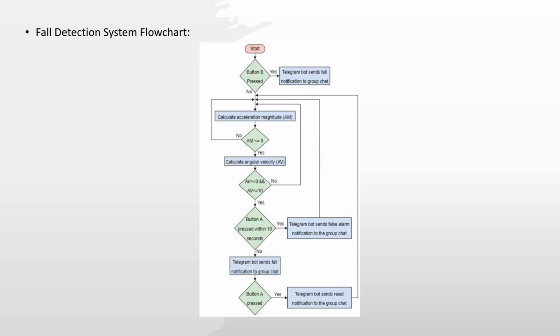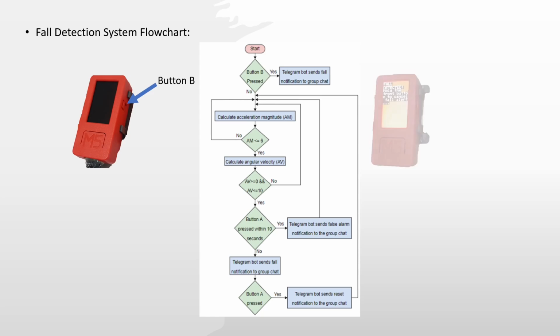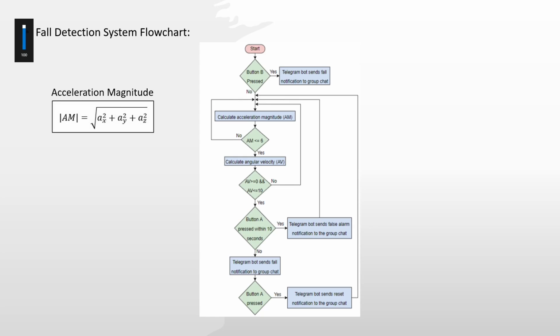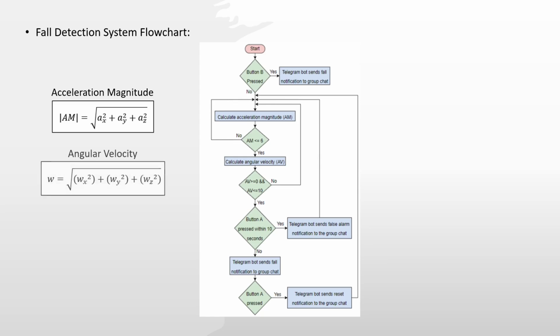And now I'm going to introduce to you our group's fall detection system flowchart. At the start, when button B is pressed, it will act as an emergency button and send a fall detection alert notification to the Telegram. If the button B was not pressed, it will continue to calculate the acceleration magnitude AM using the equation shown on the left side. If the AM value is less than a certain threshold value, it will continue to calculate the angular velocity AV using the equation shown on the left side.